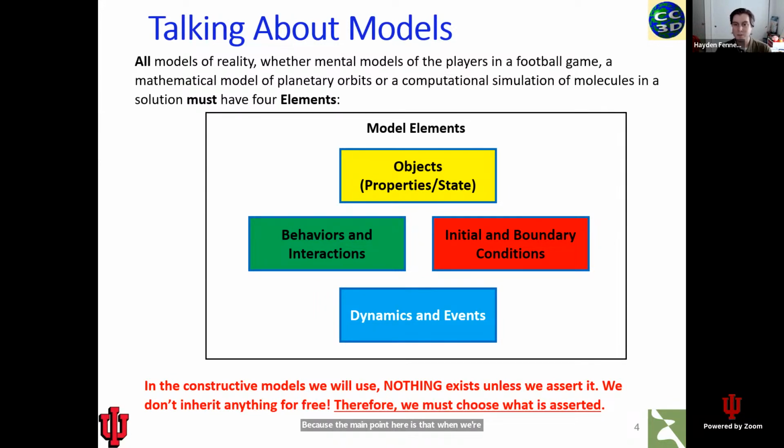we're building models, nothing exists until we decide that it exists within the model. As James has said, we don't inherit anything for free. But the big point about that is that because of that, we have to choose what is. So if nothing exists until we assert it, we are responsible for choosing what is asserted, which is where your project scope becomes very important.